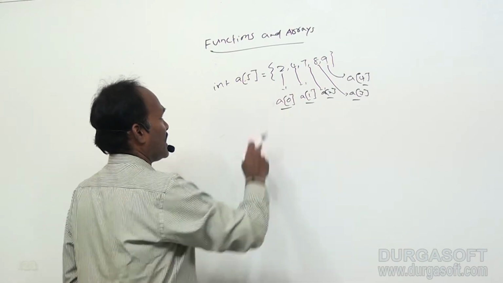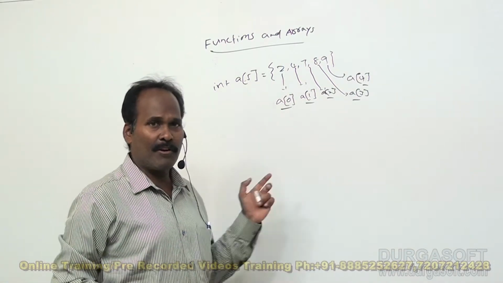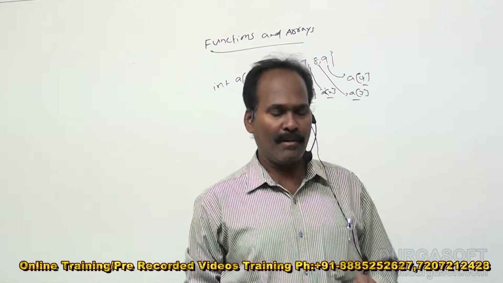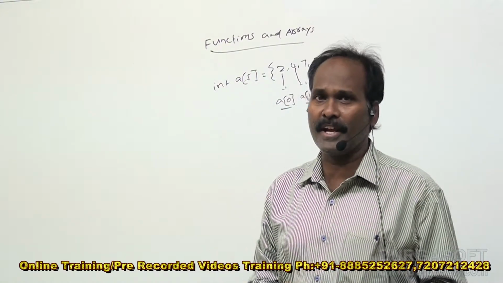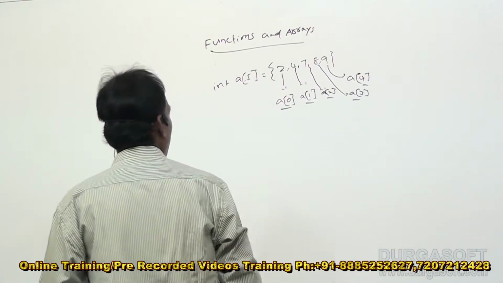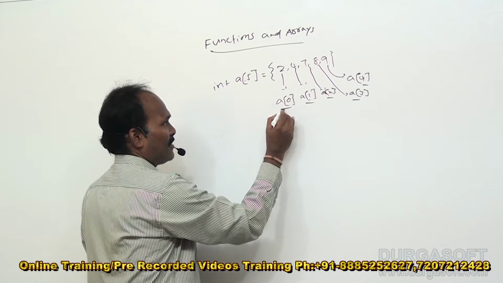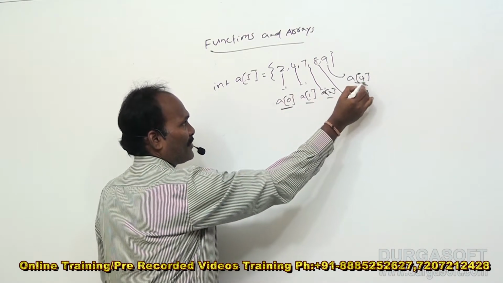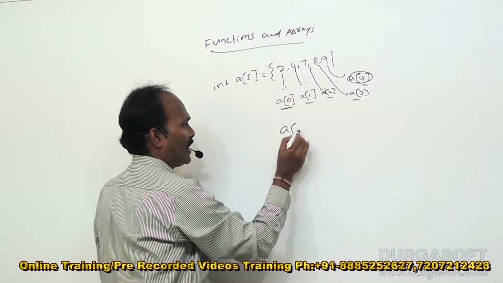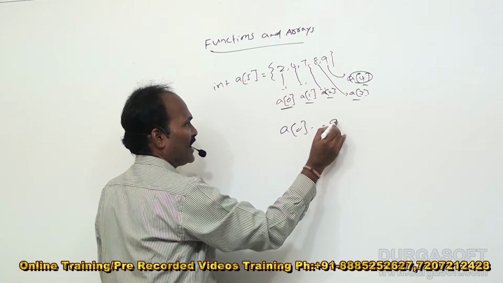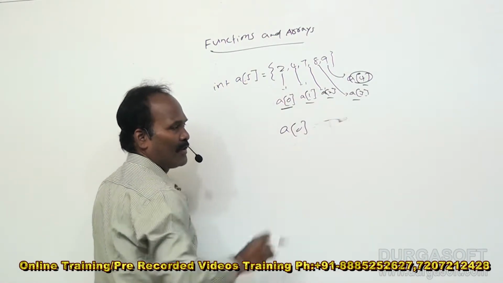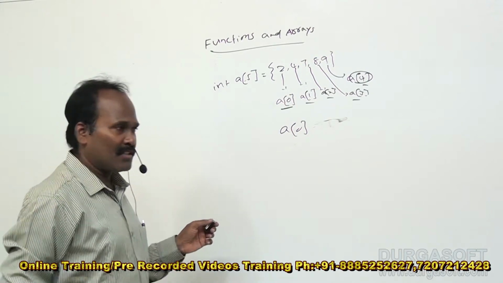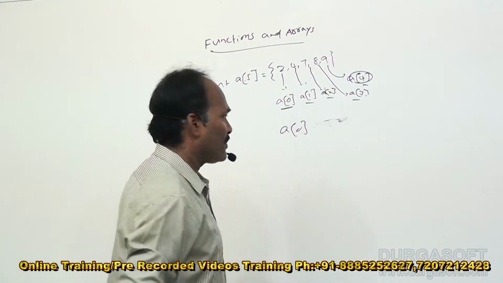In order to pass the array to a function, you have to specify the base address of the array. Base address means address of the beginning element. What is the beginning element here? Beginning element is A of 0 and the ending element is A of 4. So once you specify A of 0, it is enough. So the entire thing we can implement in the called function.